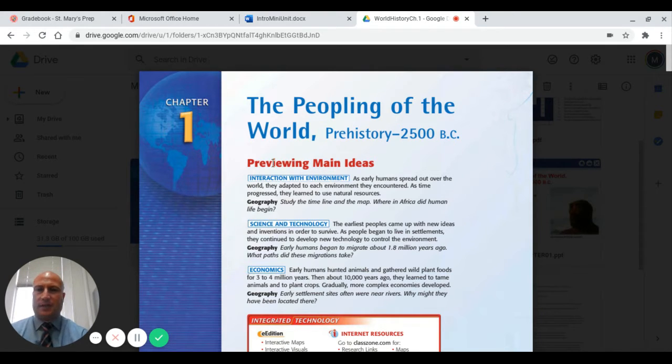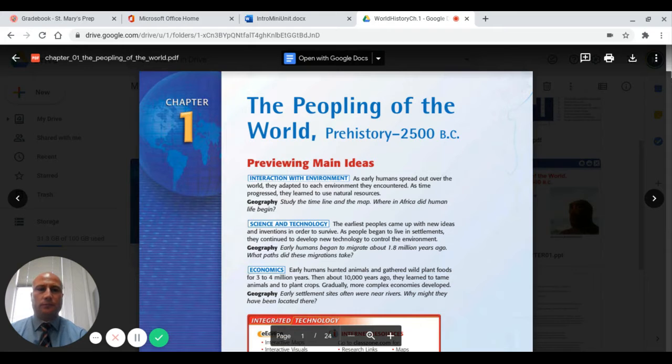The second step that I would suggest for students is the book does a great job of helping guide you through this, previewing the main ideas. This is really important because it gets us primed and ready for what are the big picture topics that we need to understand from chapter 1.